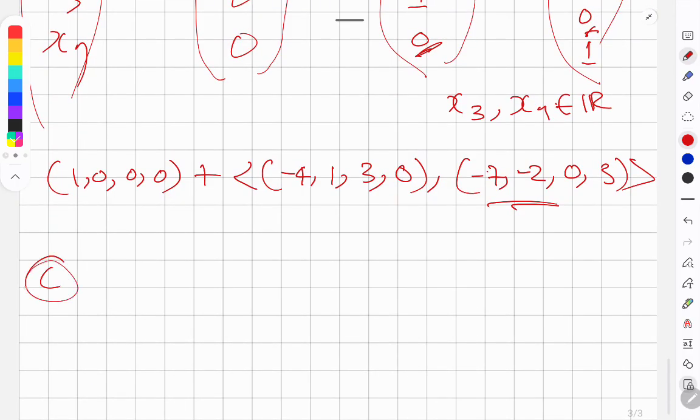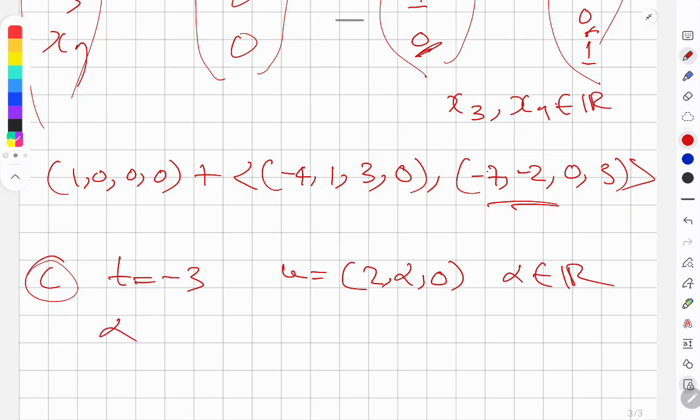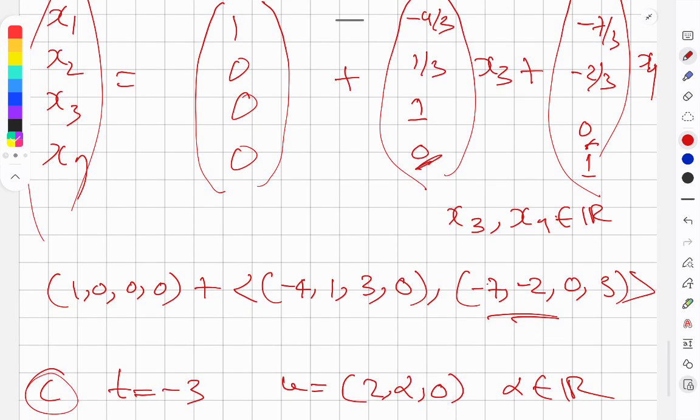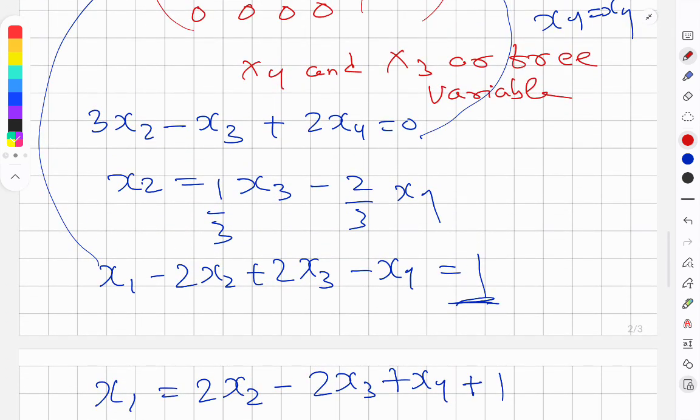Let's do the third bit. It's saying again, consider t equals negative 3 and u equals 2 alpha 0, where alpha belongs to R, and find any alpha if the solution is there or not. Did you read the question? Consider the vector u: 2 alpha 0. So alpha is a real number, so it can be anything.